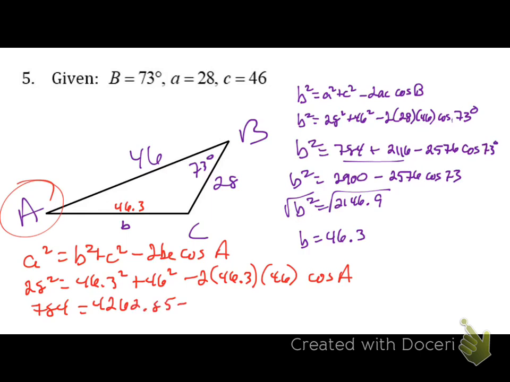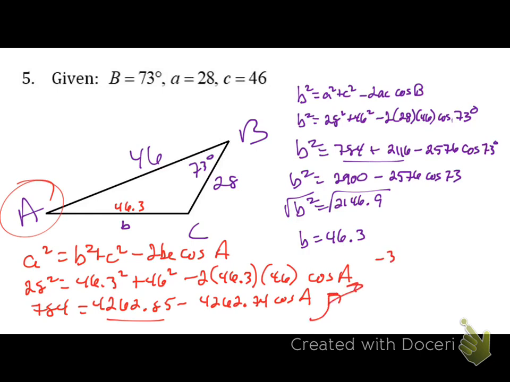And that's that result. Then we got to do 2 times that 46 decimal times 46, which is 4262.74 cosine of A. All right. Now we've got to subtract the 4262.85 from 784. I'm going to move that over here.